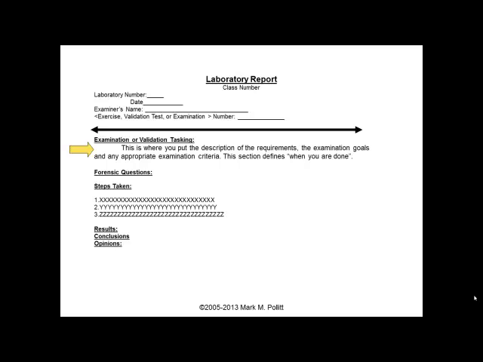Because one of the things that we've learned the hard way, and I've certainly learned this the very hard way, is that if you don't define when you're done with an examination, you will never get done. It's much easier to start an examination than it is to complete one. And if you don't know what complete looks like, then you are never going to finish. And so before you even start to do the examination, I tell my examiners to write the validation or examination tasking section so that you know what done means.